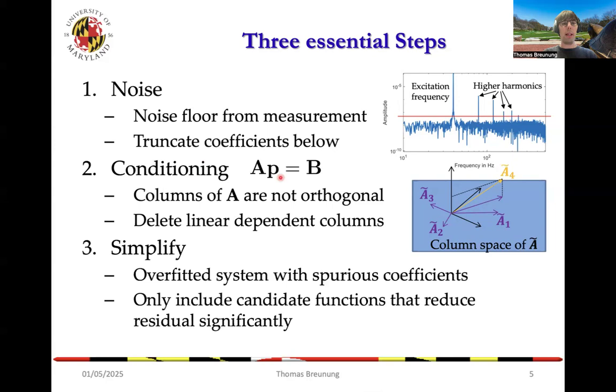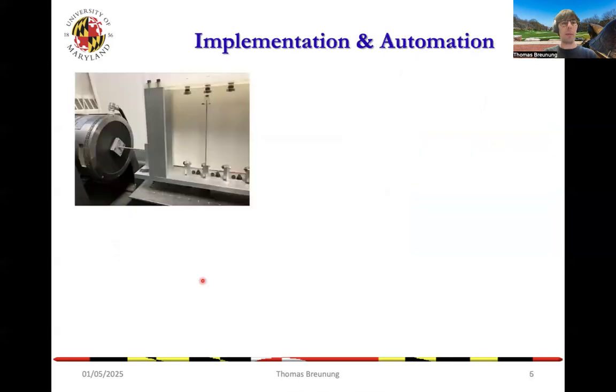And last, we are simplifying the arising equation of motion. After the first two steps, we usually still end up with an overfit system. And we follow the strategy of only including those coefficients which reduce the fitting residual significantly. This turns out to be a forward stepwise selection procedure, and all these steps can be coded up, and we have coded them up in an automated software.